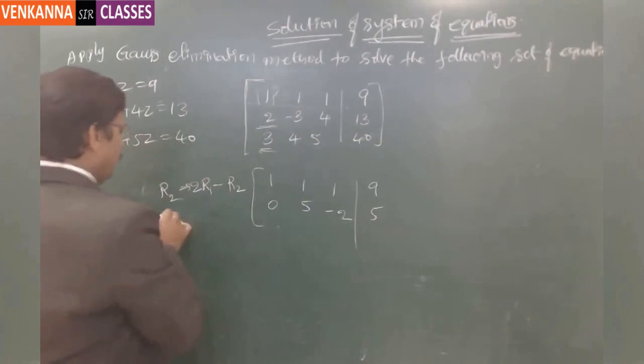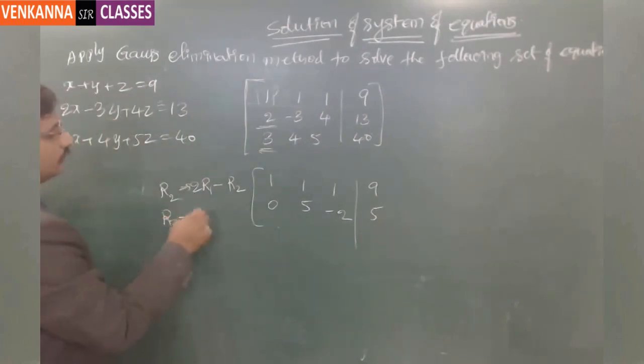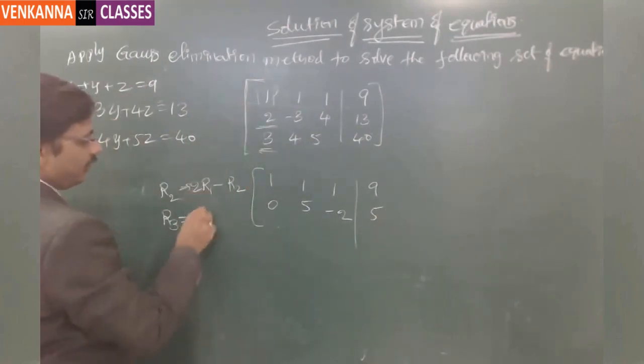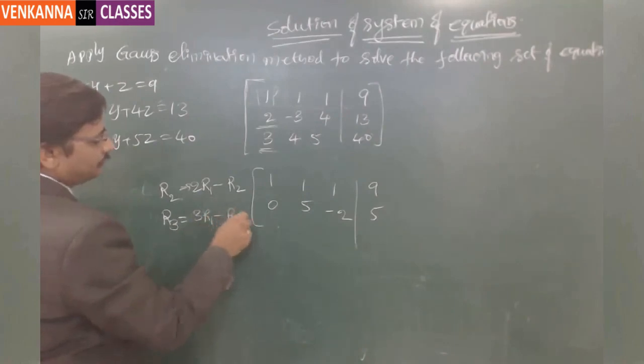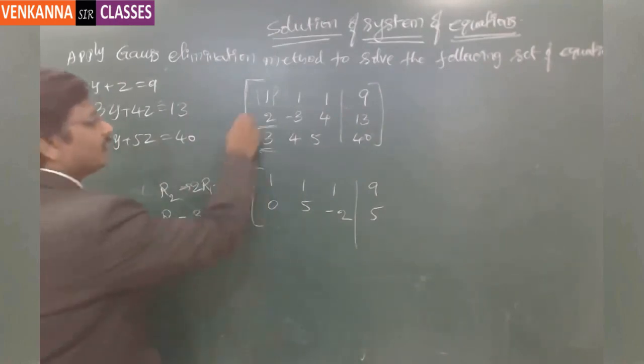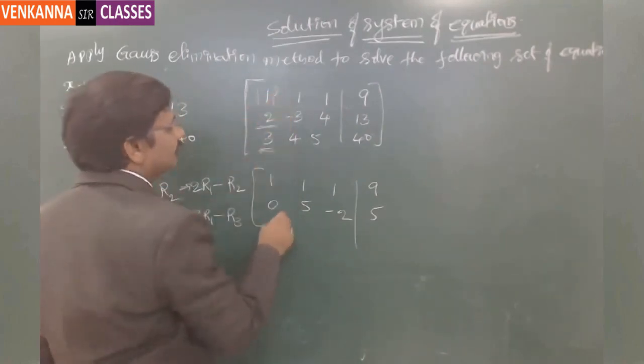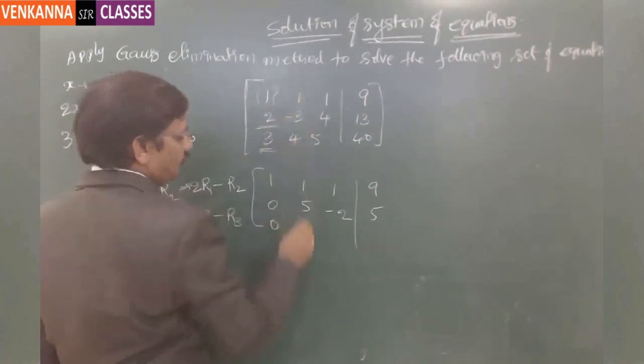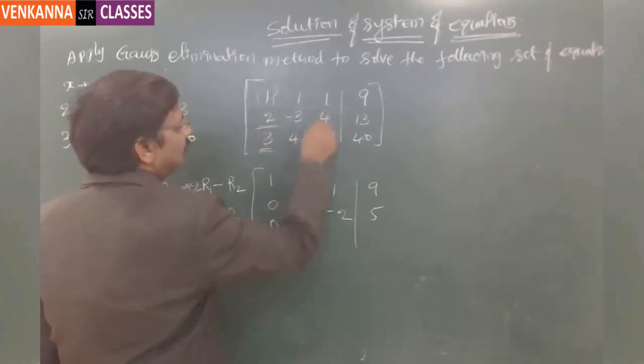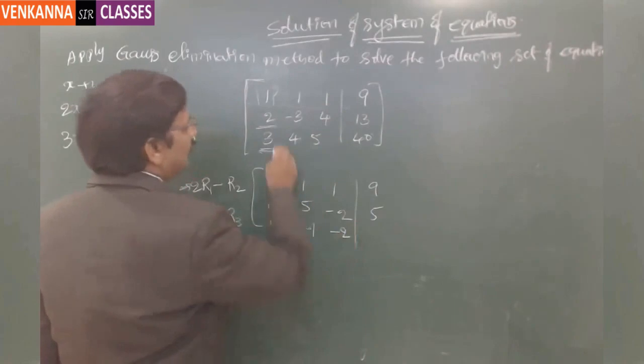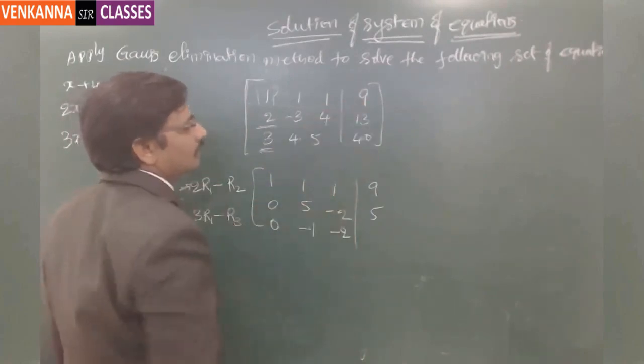And similarly for R3, I will take 3 times R1 minus R3. So 3 times R1 is 3 minus 3 is 0. And 3 minus 4 is minus 1, and 3 minus 5 is minus 2, and 27 minus 40 is minus 13.